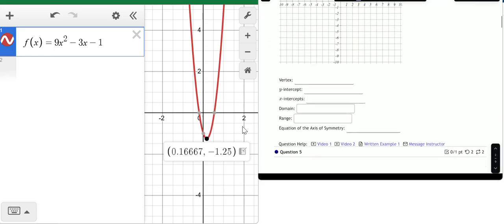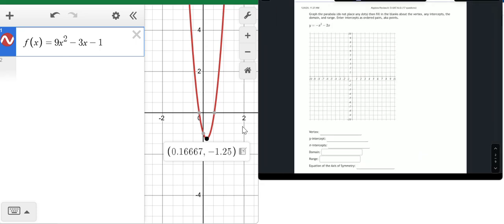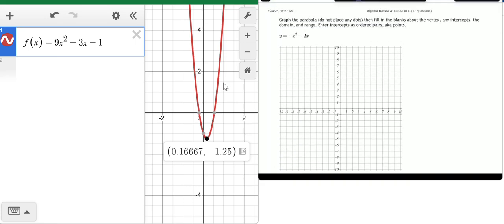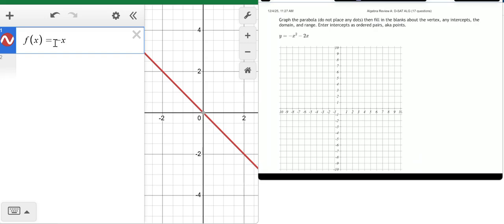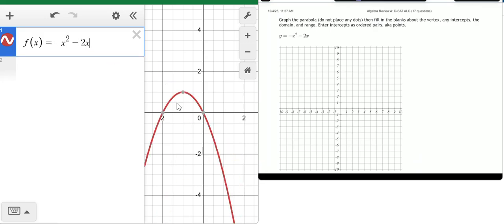All right, so this is the question that, when we did the assignment, seems like it has a lot of parts to it. But really, it's all done by just doing one thing, and that is typing this equation into Desmos. So if we type in negative 1x squared minus 2x. First of all, it's asking us to do the following.